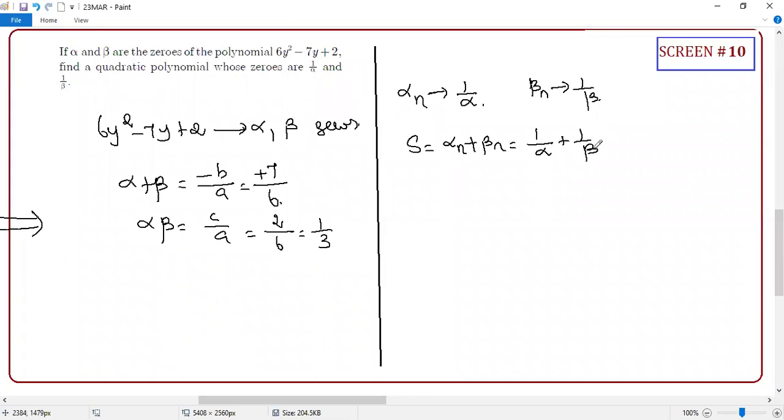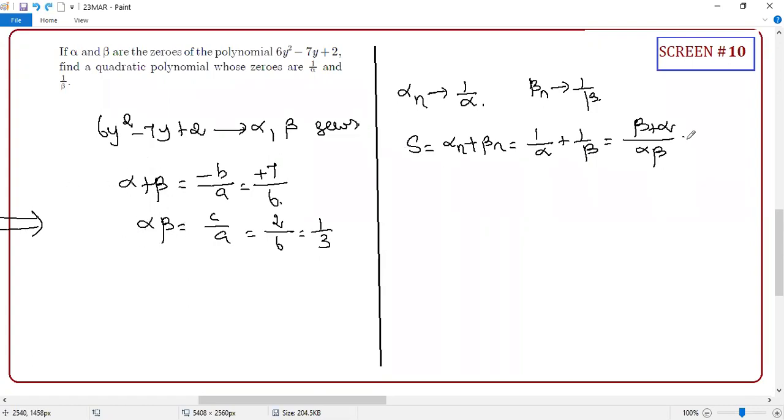How to find it? You have to apply this relationship. If I want to apply this relationship, I need only alpha plus beta and alpha into beta. Here you cannot, but if you simplify, yes, alpha beta, beta plus alpha. Are you clear? Yes, sir. I can find my sum using this relationship.